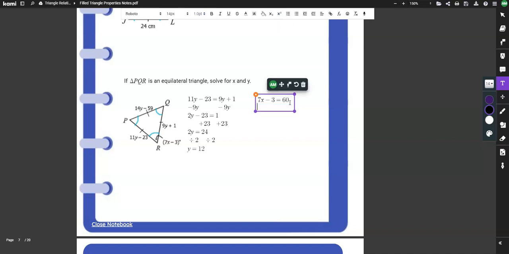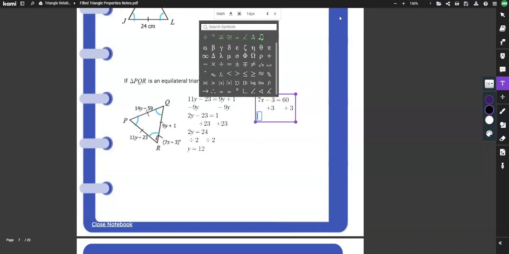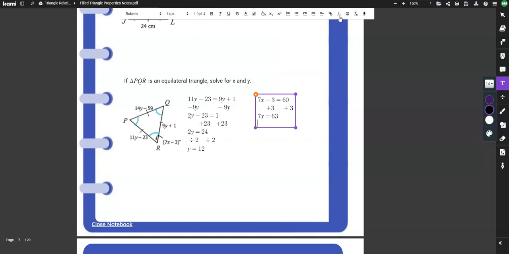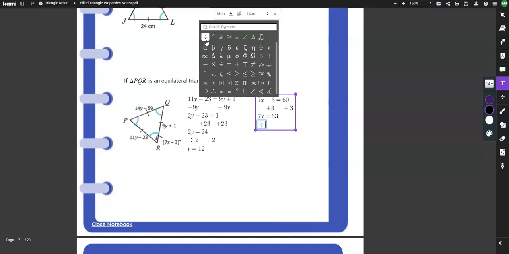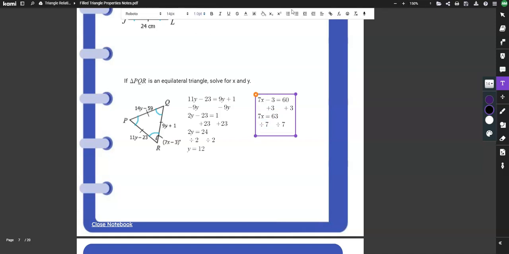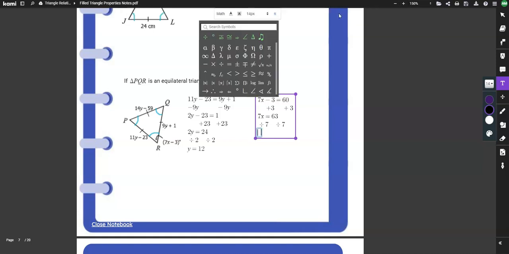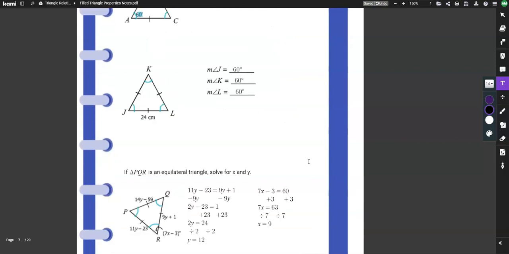And then I'm going to add 3 to both sides, which will give me 7x is going to be equal to 63. Divide both sides by 7, and that will give me x is equal to 9. So that's all we have on this part.